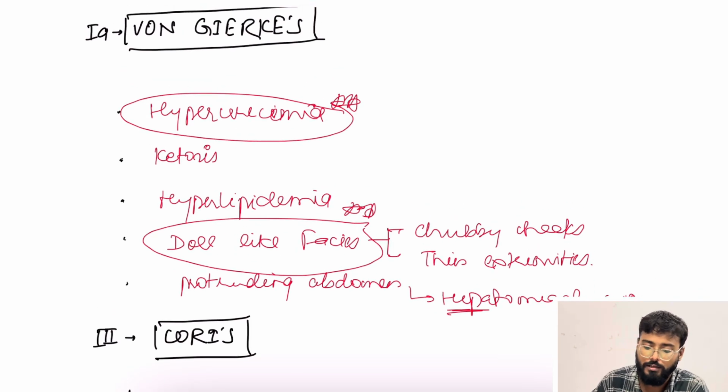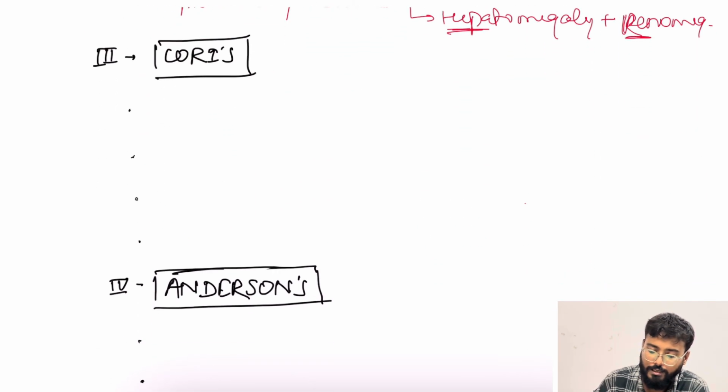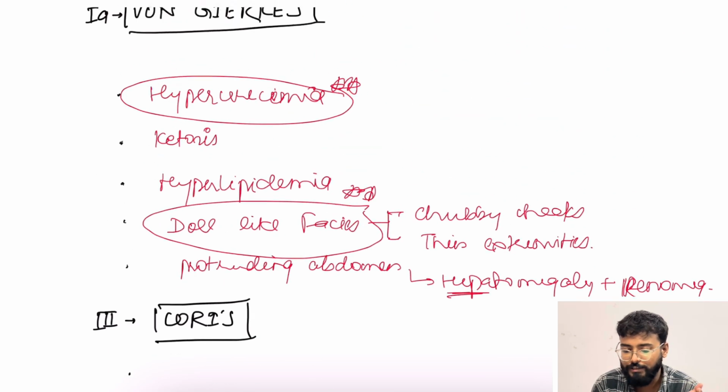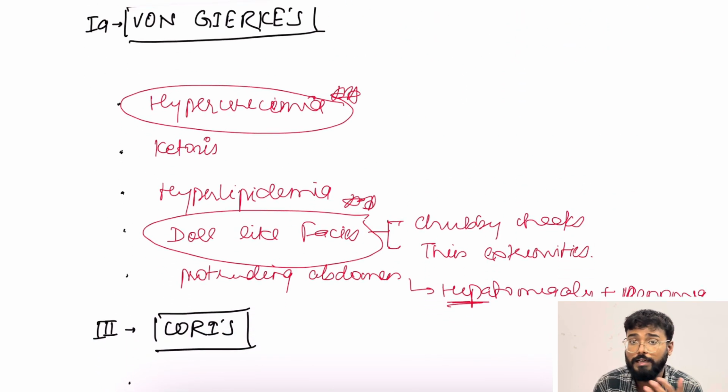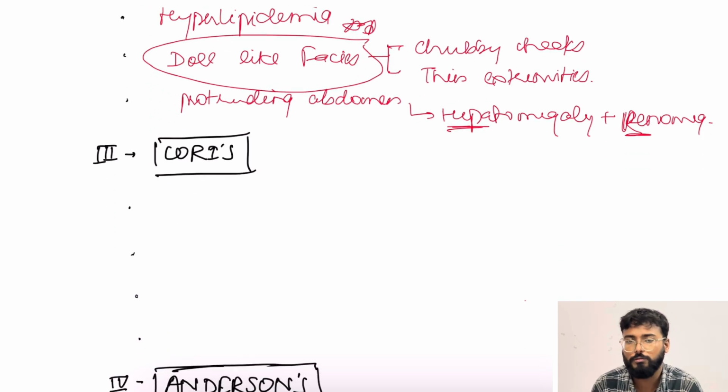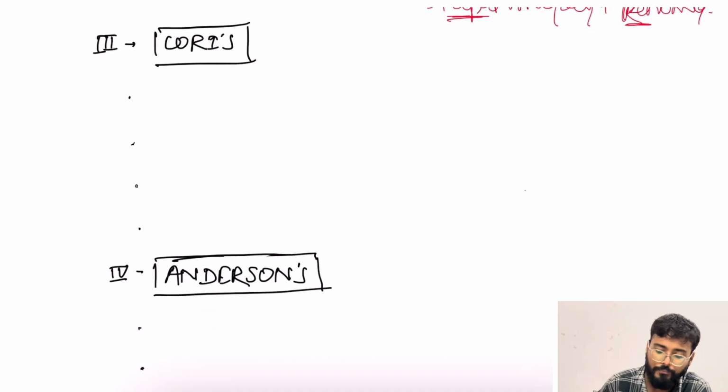That is your first. Von means one. The third type is your Cori's, and what are the defining features? And one more thing, in type 1b, you will see all these features of von Gierke's, the type 1a, plus you will also see neutropenia, which will further cause recurrent infections. That is not really important, so you don't have to remember that.